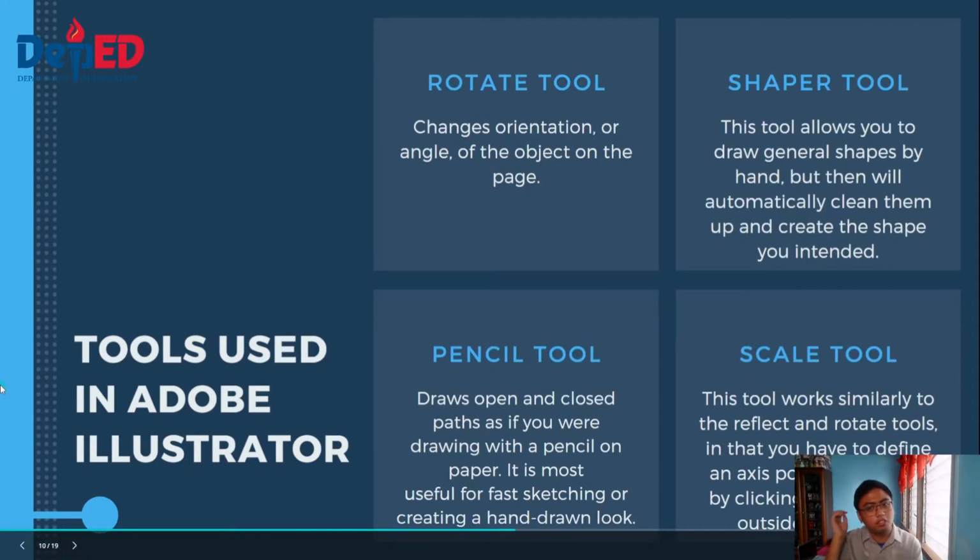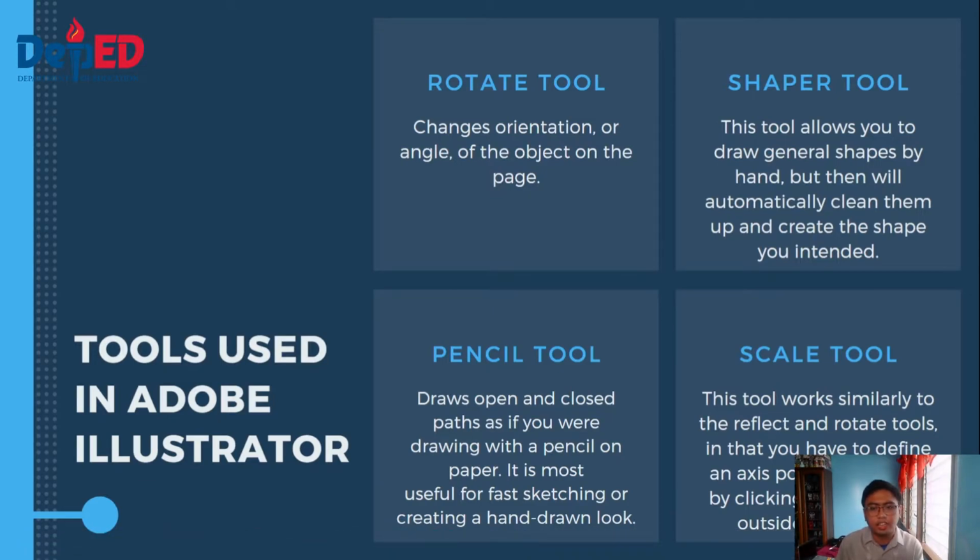Then we have Rotate tool. Basically, it changes the orientation angle of the object on the page. Shaper tool. This tool allows you to draw general shapes by hand, but then will automatically clean them up and create the shape you intended. Pencil tool draws open and closed paths as if you were drawing with a pencil or on paper. It is most useful for fast sketching or creating a hand-drawn look. So if you have your drawing tablets there, you can use the pencil tool.